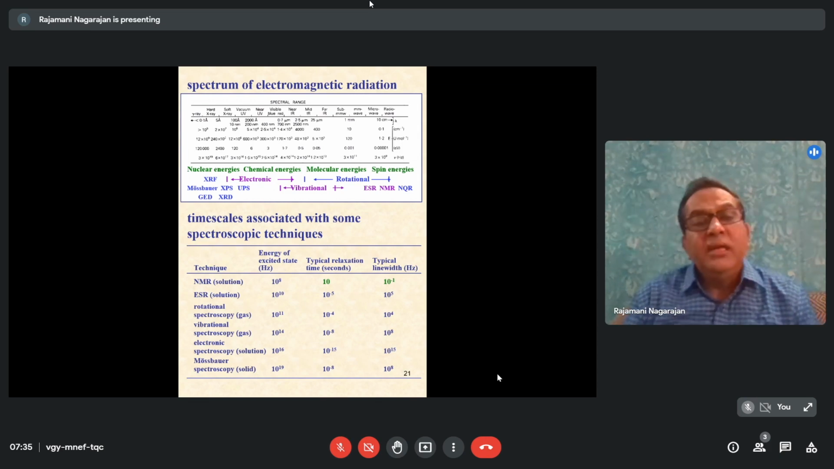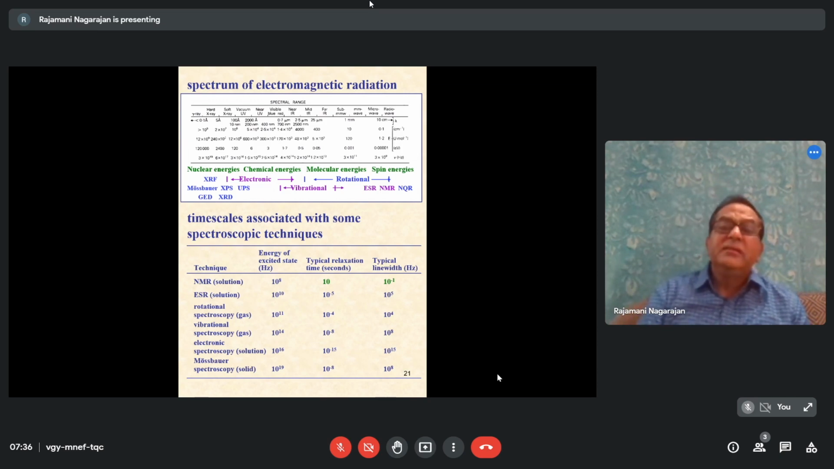And rotational spectroscopy, which is majorly used for gases to understand the structure of gases. So the energy of the excited state is 10 to the power 11, and typical relaxation time is 10 to the power minus 4 seconds. And the typical line width is 10 to the power 4.